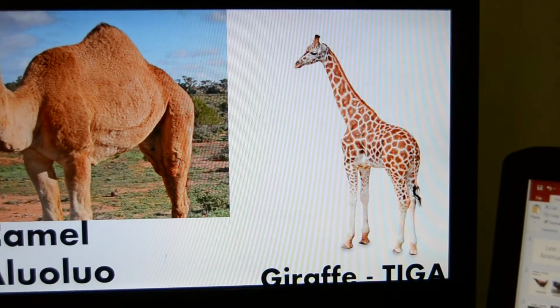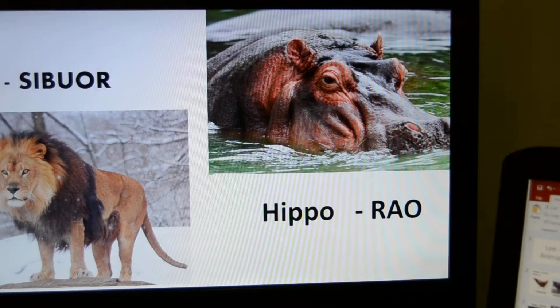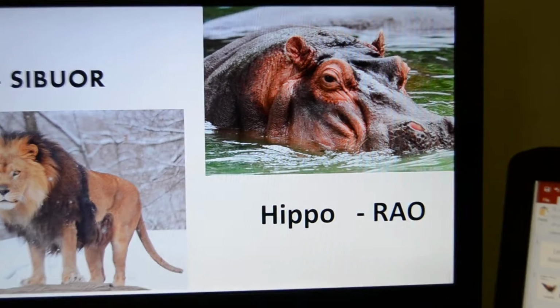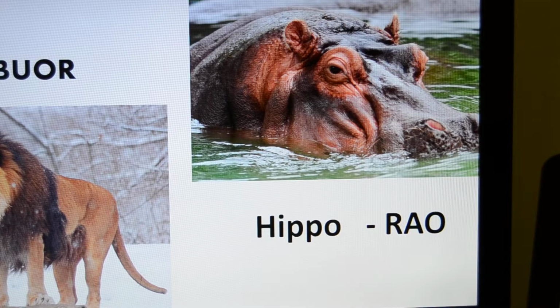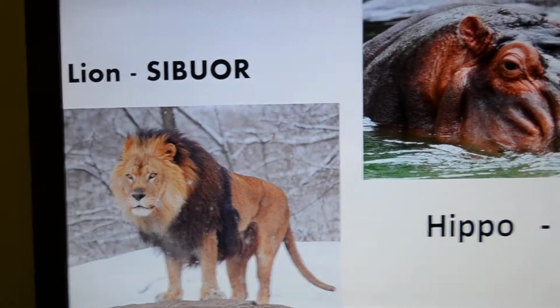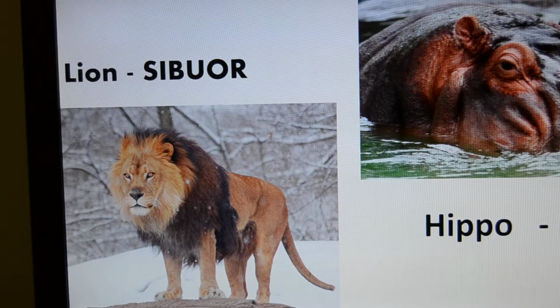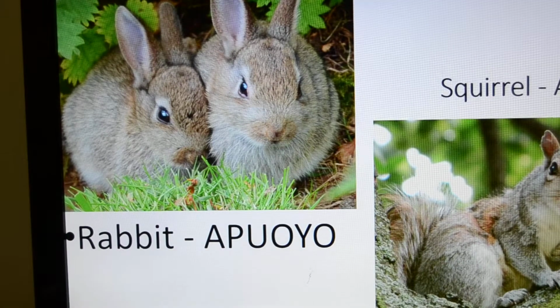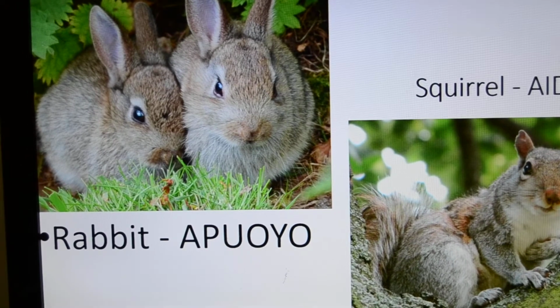And giraffe. Giraffe is called tiga. Moving on swiftly. Hippopotamus is called rao. Hippo is rao. Lion, the famous lion, is sibur. Rabbit, apoyo.